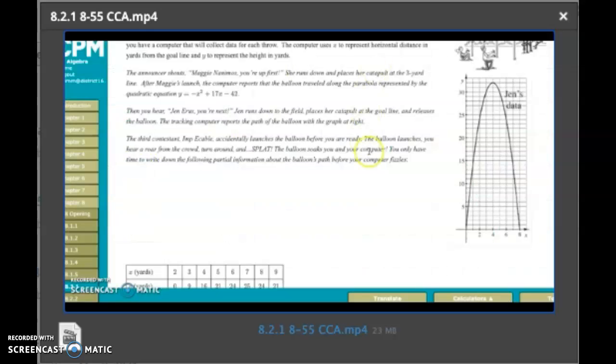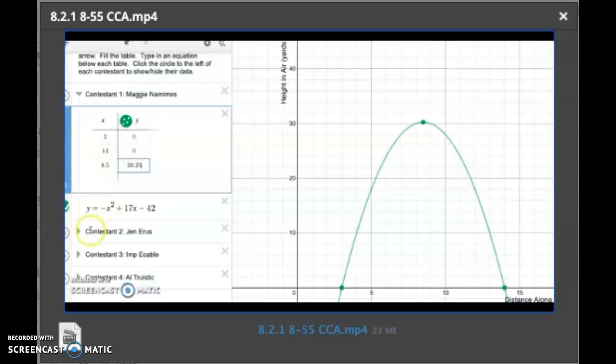So I'm going to go back and look at our next contestant, who is Jen. For Jen, it says she runs down the field, places her catapult at the goal line, and releases the balloon. The tracking computer reports the path of the balloon with the graph at right. So they already gave us the graph here, so let's take a look at some important points. We know that her graph started right here at 0, 0, and it got up to its highest point, the vertex, and then it ended down here at 8, 0. So I'm going to go ahead and put the starting point, 0, 0, and then 8, 0 into my table for Jen.